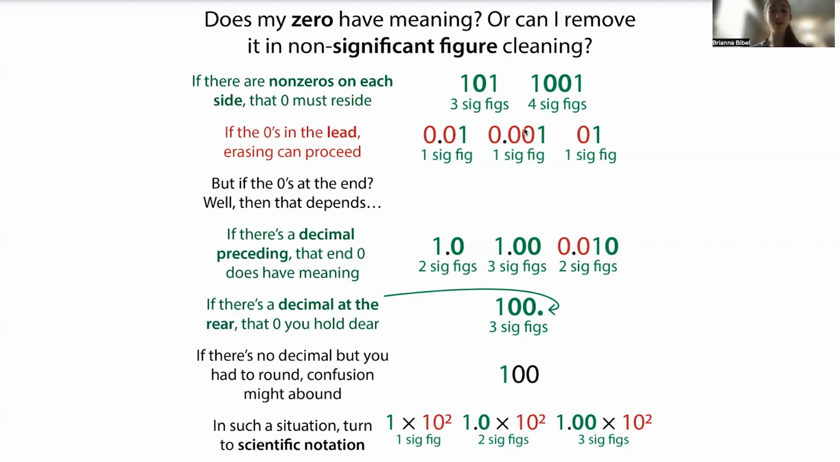This comes into play more when you have decimal points. Those zeros to the left are just setting the position of the first number. You can think of them as just filler. But if the zeros are after that digit, if the decimal is preceding, then that zero does have meaning. So if there's a decimal point before zeros, then those zeros do have meaning.